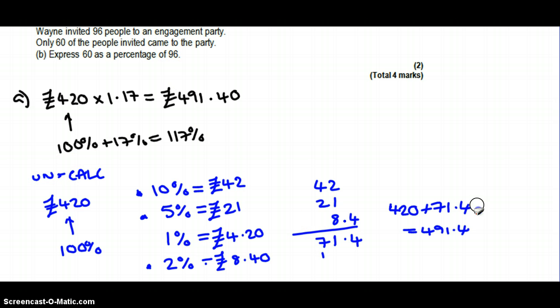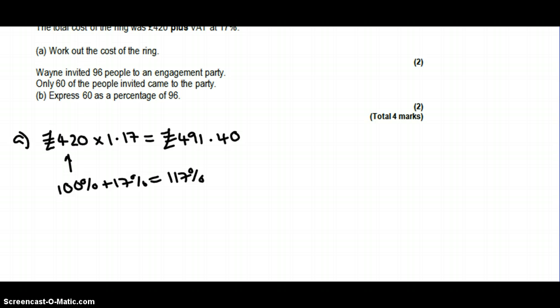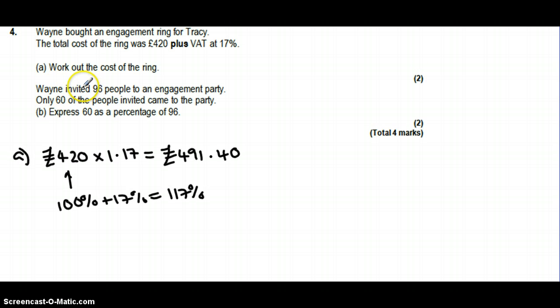I'm just going to move that out of the way so I can then do part B. And for part B, it says that Wayne invited 96 people to an engagement party. Only 60 of the people invited came, and express 60 as a percentage of 96.